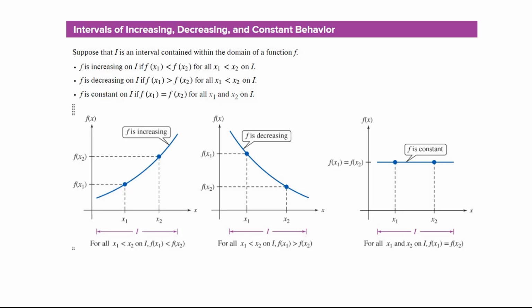A constant function stays the same. The value of the function stays the same on that interval. So f is constant on I if f of x sub 1 equals f of x sub 2 for all x sub 1 and x sub 2 on I.